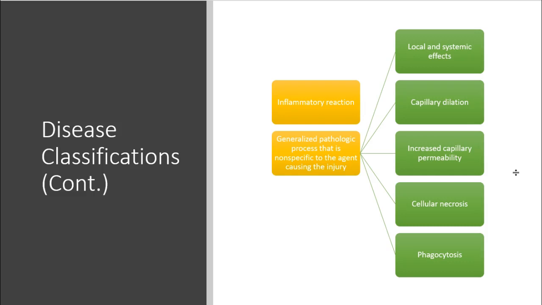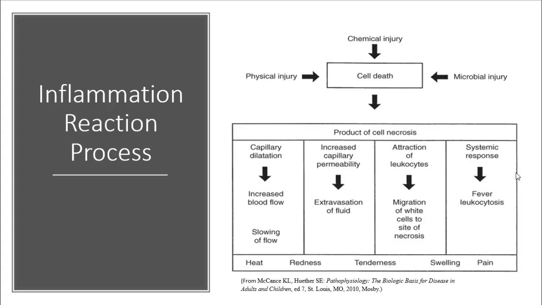So it's a generalized pathological process that is nonspecific to the agent causing the injury. So there's local and systemic effects. There's capillary dilatation, increased capillary permeability, cellular necrosis, and phagocytosis. So if we look here, you can have cell death due to physical injury, chemical injury, or microbial injury. So you have cell death, which produces cell necrosis. And you can have capillary dilatation with increased blood flow. You can have increased capillary permeability where fluid is leaking out.